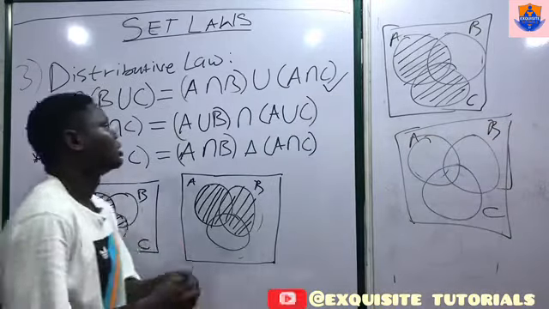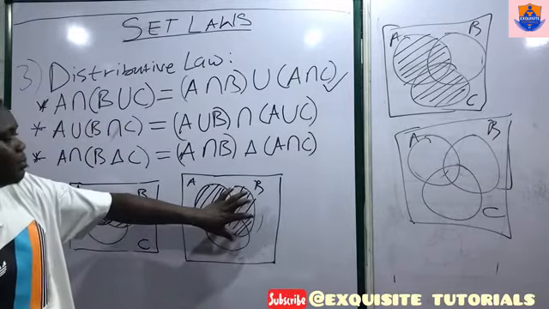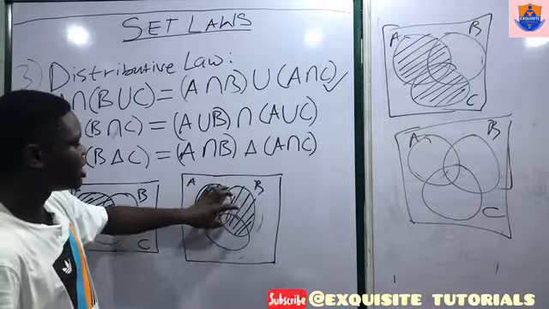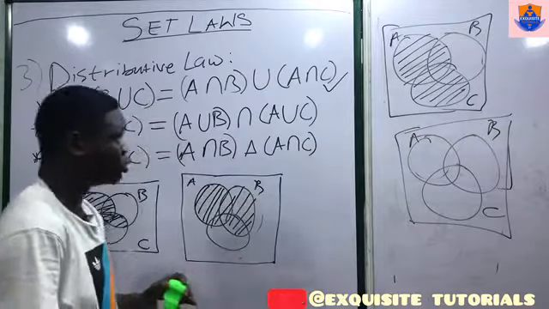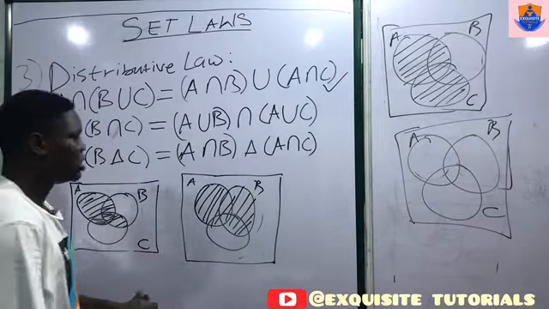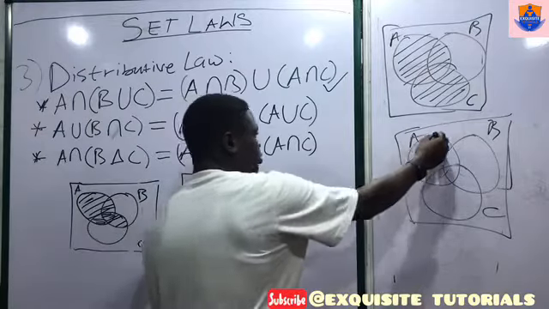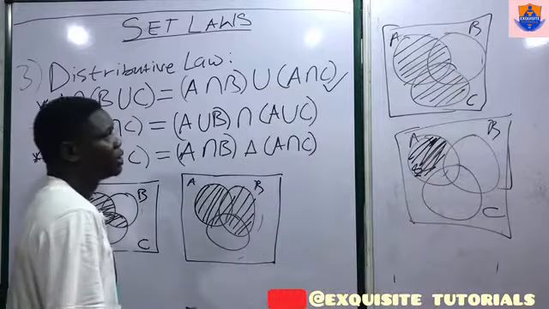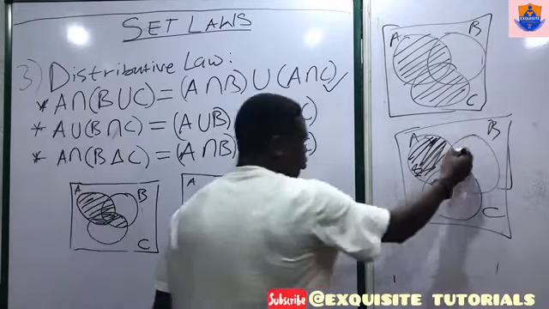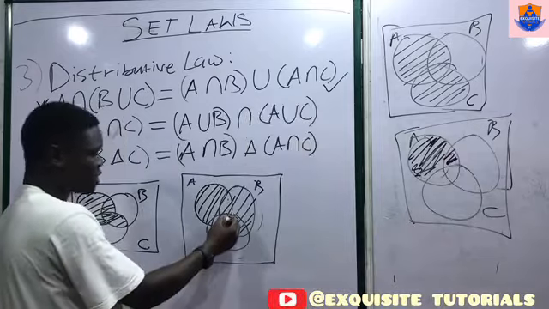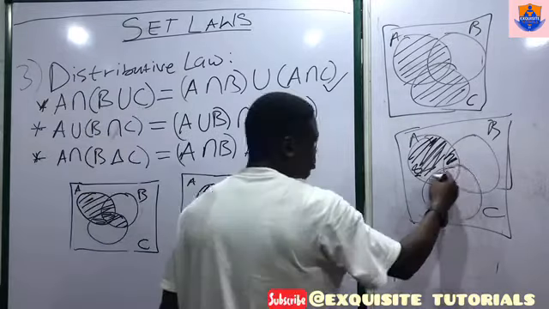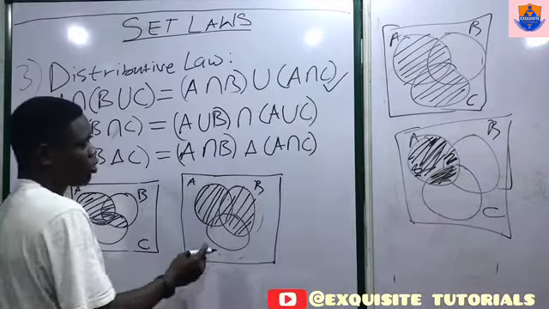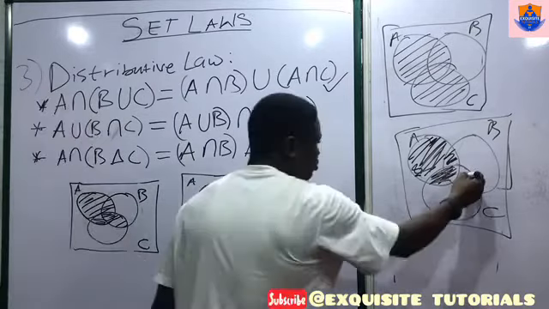Now let's find this shaded region and this shaded region. We want to find their intersection. What do this shaded region and this have in common? The parts they have in common is they have this part in common first. They also have this other part in common. And if you observe closely, they have these other parts in common.